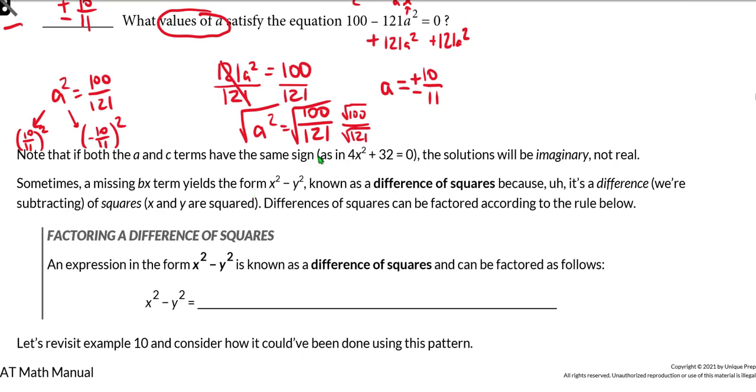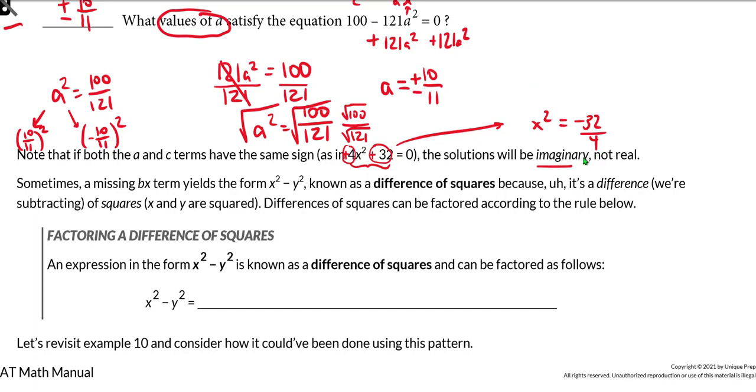Keep in mind that if you are missing the bx term and both your a and your c terms, this is your a, this is your c, are positive, you're going to get imaginary solutions, because you're going to end up with 4x squared equals negative 32, because you're subtracting that negative 32 over to the right. And then you could also factor out the 4 and try it that way. We did talk about that procedure. If I then square root both sides, actually I'd divide by 4 first, sorry about that.